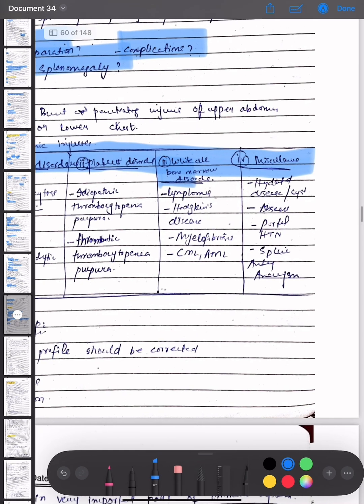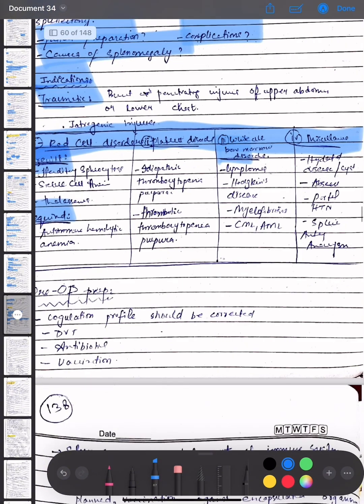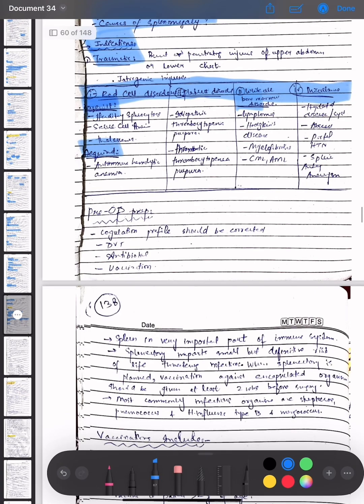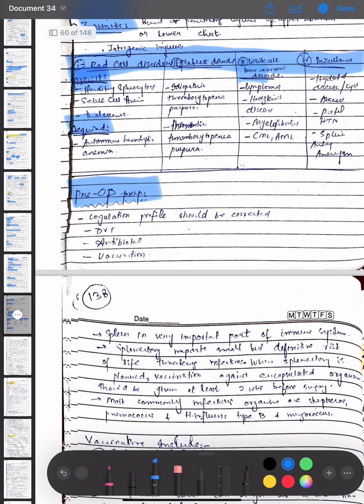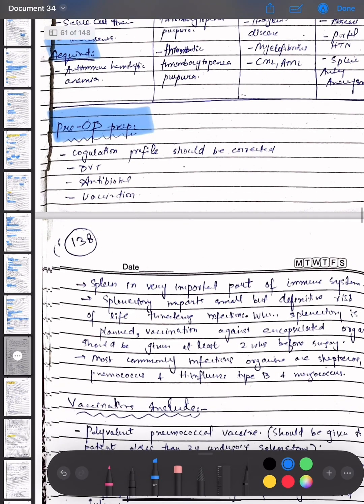In miscellaneous, we have hydatid disease or cyst, abscess, portal hypertension, splenic artery aneurysm. Now, what is the pre-op prep? Coagulation profile should be done and corrected, DVT prophylaxis, antibiotics, and vaccination are done.